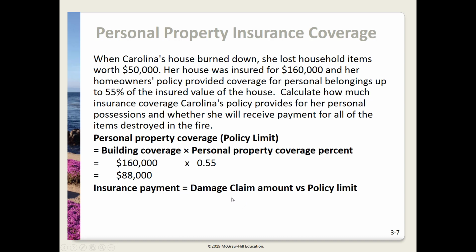What we'll do is compare the damage claim that actually was incurred versus the policy limit, or the coverage available. So we'll take the claim of $50,000. That was from here: she lost household items worth $50,000. And we'll compare it to the policy limit we calculated above. The insurance company will pay the lower of the two. So that'll be the $50,000, and Carolina would have all of her household items covered.